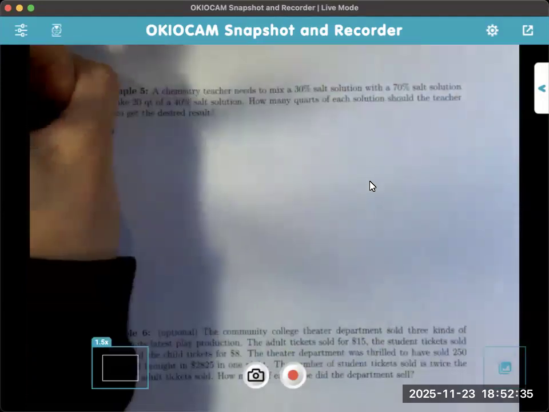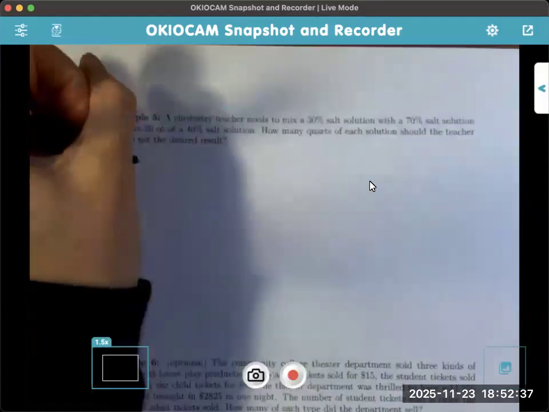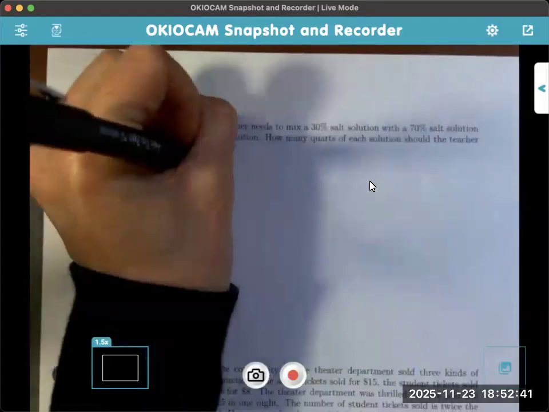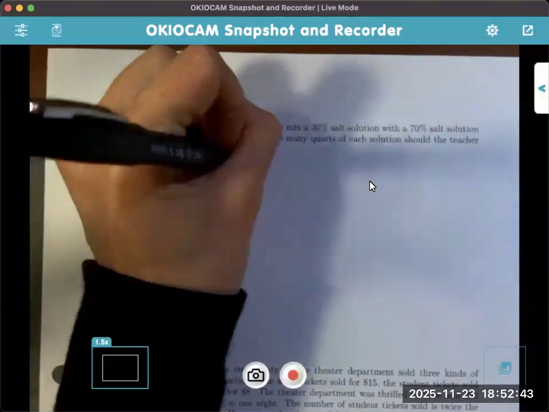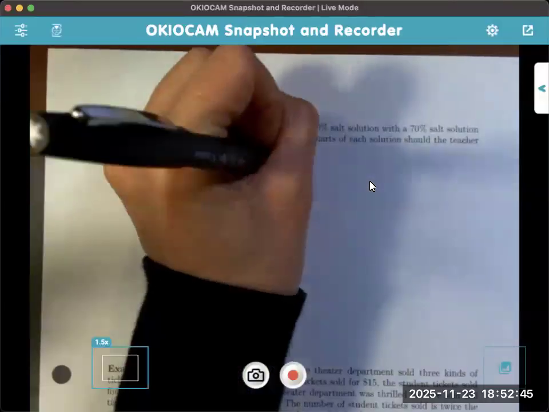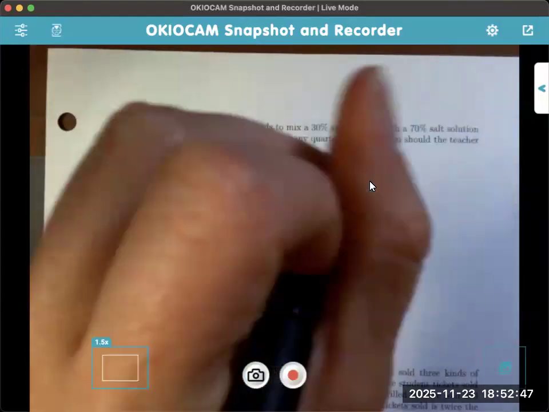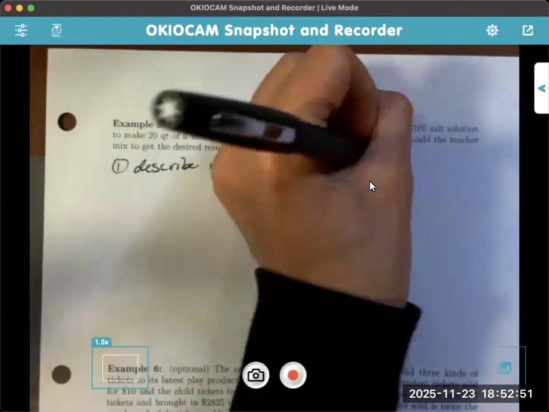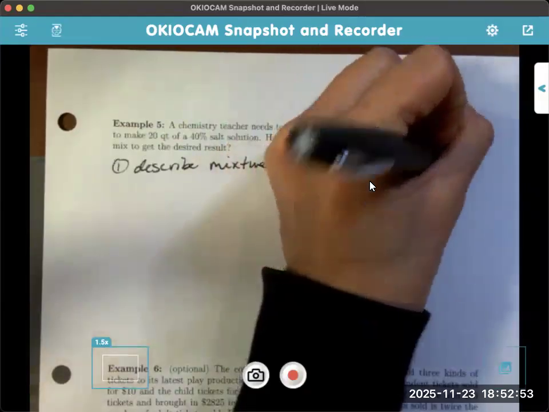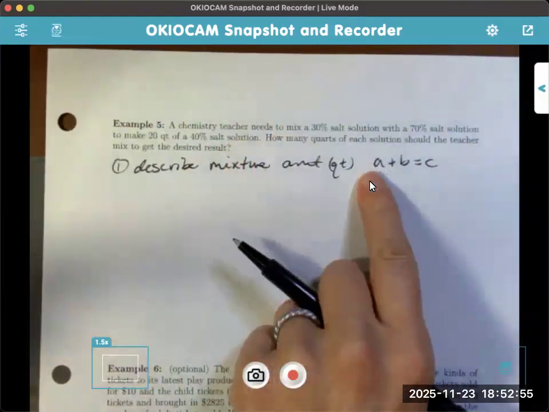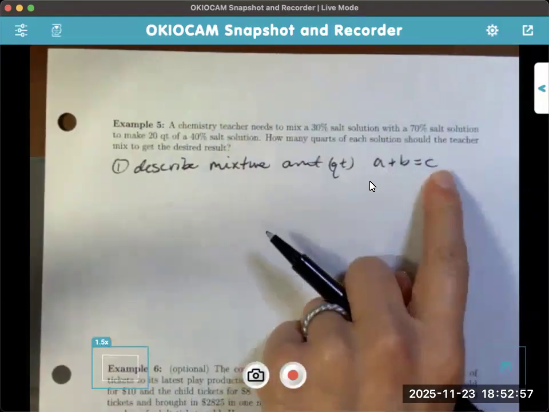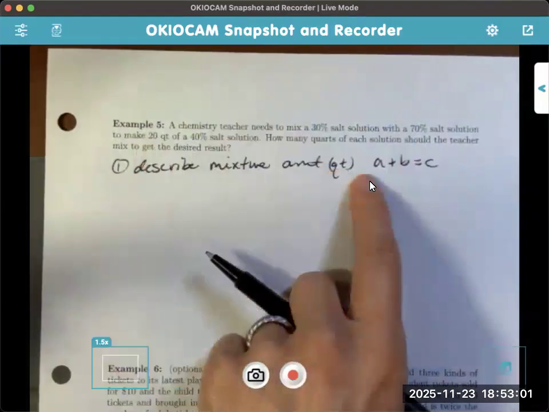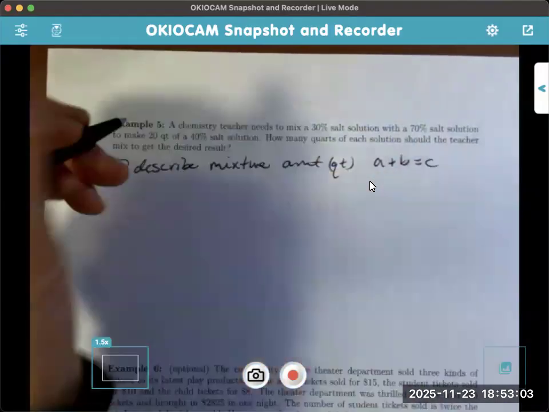So generally, of course, you'll have two equations. The first will describe the mixture amount. Like in this case, it's quarts. Usually that's like A plus B equals C. Like 3 quarts plus 2 quarts will equal 5 quarts, right? In this case, since we need 20, it'll be like A plus B equals 20.